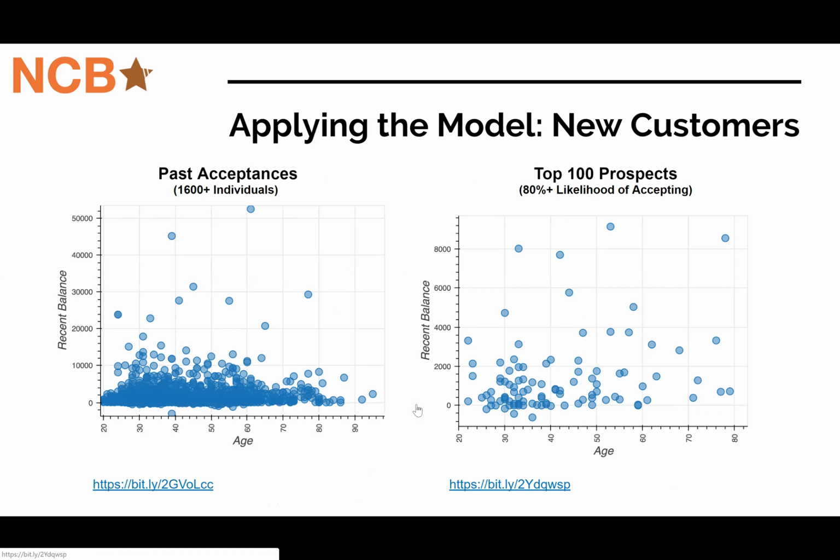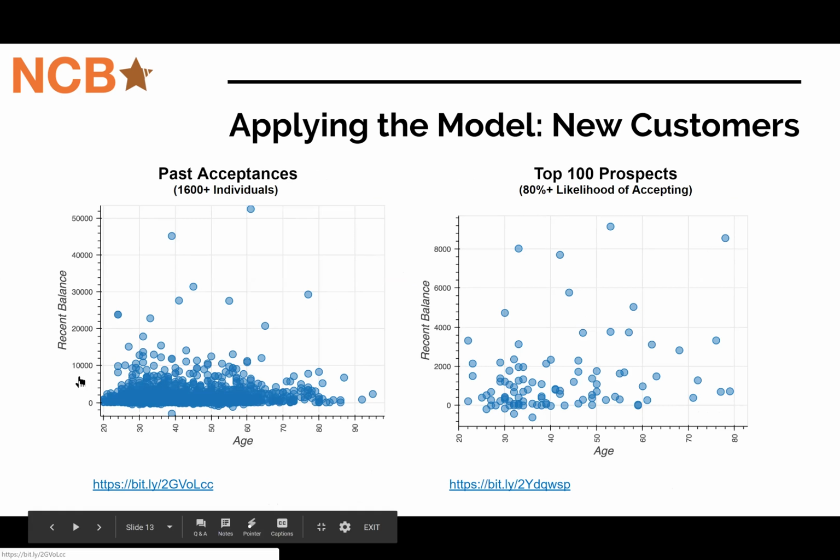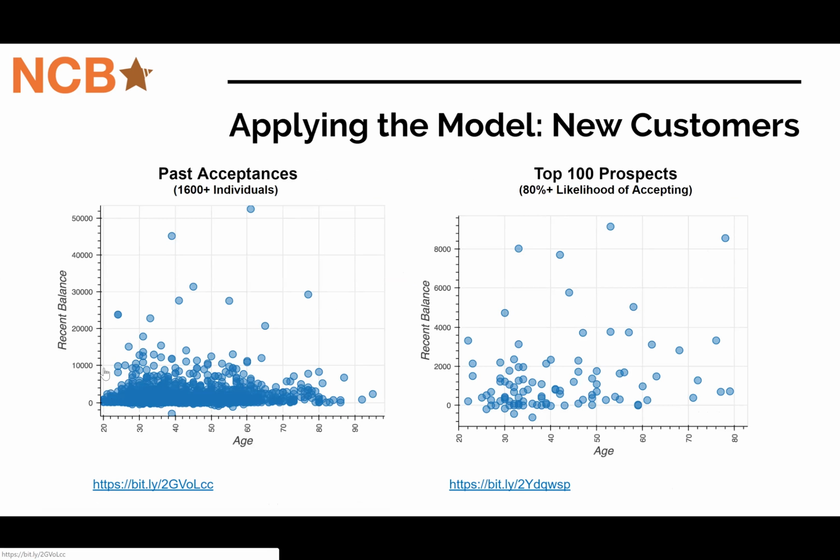Just at first glance, looking at recent balances, for example, the vast majority of people who've accepted offers in the past don't have a balance above $10,000. And we see that among the top 100 prospects, the chart doesn't even go to 10,000. So we're targeting the right segment just on that basis. And the age distribution is similar across both.